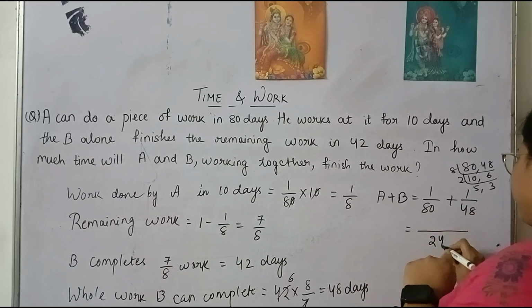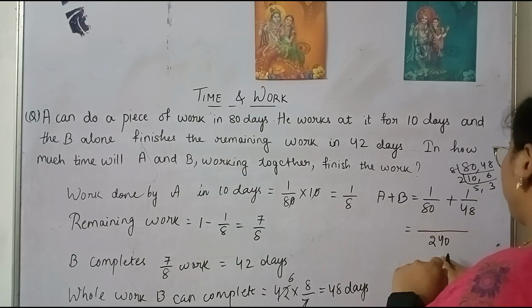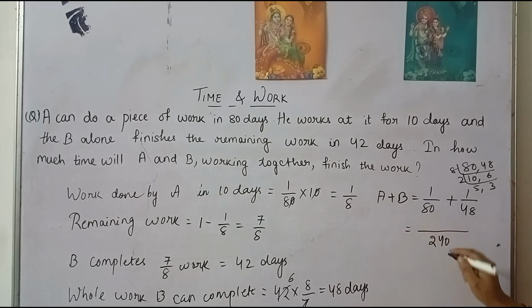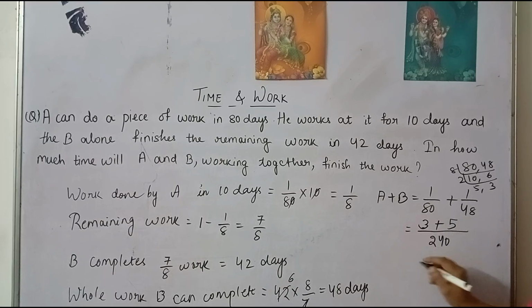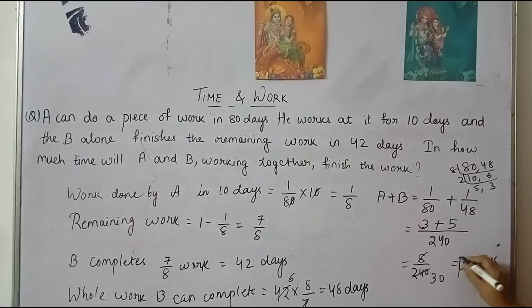So 240. When we divide 240 by 80, we'll get how much? 3. Correct. And then 240 by 48, we get 5. Multiply with 5, we get 240. Yes or no? So now 8 by 240. Cancel it, 30. So together they will take 30 days to complete the work.